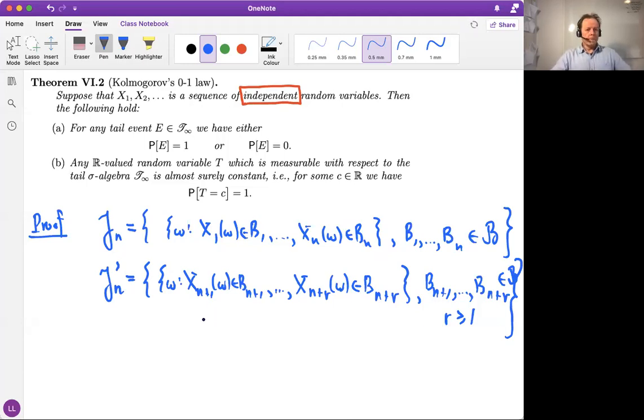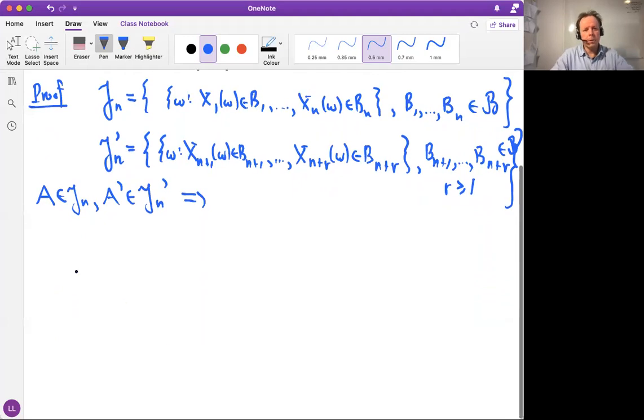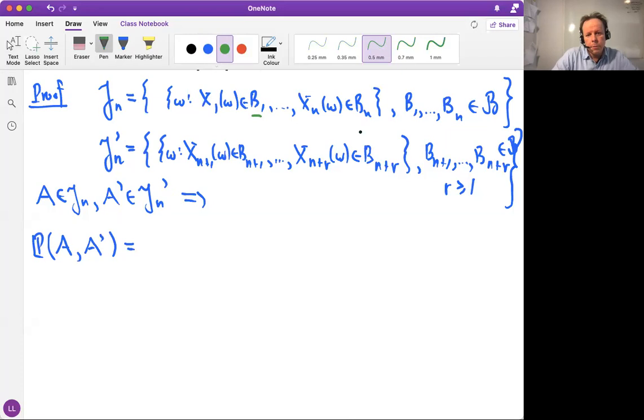So that's how we study this collection. Then what can we say about events of this sort? Imagine we pick some event A in Jn, and some A prime in Jn prime. Let's calculate the probability of the joint event. A is an event that we can determine by the first n random variables, because we are looking at pre-images of Borel sets there. And A prime is something that can be determined by the tail when we omit the first random variables. We look at this joint event. Imagine now that we have fixed these Borel sets B1 up to Bn, and B(n+1) up to B(n+r). So we take some A and A prime of this form.